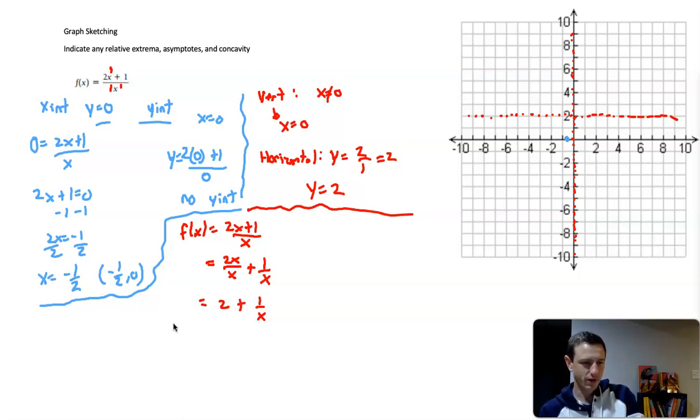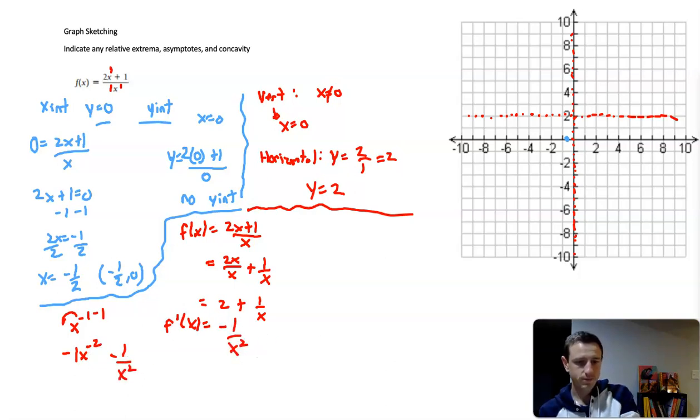Because if we take the derivative now, what's the derivative of 2? 0. And then we just have 1 over x. What's the derivative of 1 over x? That might be something that you've done a lot. I'm going to just do this off to the side. So 1 over x is x to the negative 1. So the derivative is negative 1 x to the negative 2. So subtract 1: negative 1 times 1 is negative 1, negative 1 minus 1 is negative 2. So that becomes negative 1 over x squared. So the first derivative is negative 1 over x squared. I think that was a little bit easier than quotient rule, personally, but you could use quotient rule. It's perfectly fine.